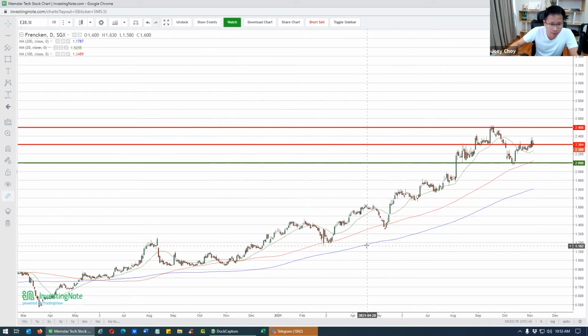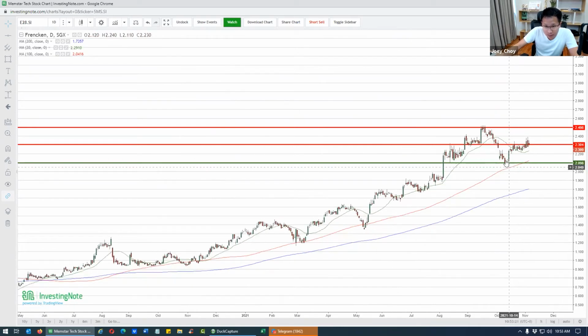Red above the blue, each time it retraces back down to the red line, it rebounds. And just about last week, same thing, we went down to near where the red line is, the 100 days moving average, and we rebounded off it as well. So very, very good uptrend. So that is in terms of the trend.